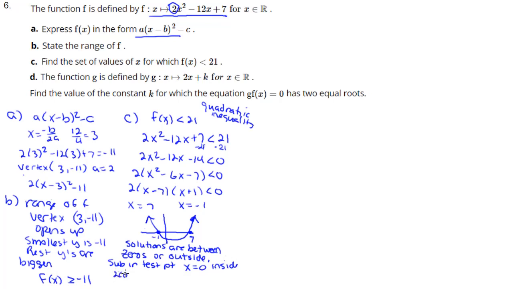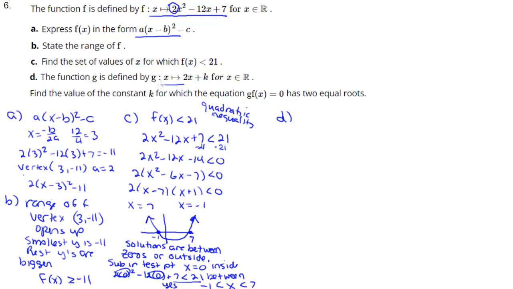All right, so if I put this in there, 2 times 0 squared minus 12 times 0 plus 7 is less than 21. Well, that's true. 7 is definitely less than 21. So yes, it's between the zeros. So now all I have to do is write out my answer. My answers are x less than 7 and greater than negative 1.